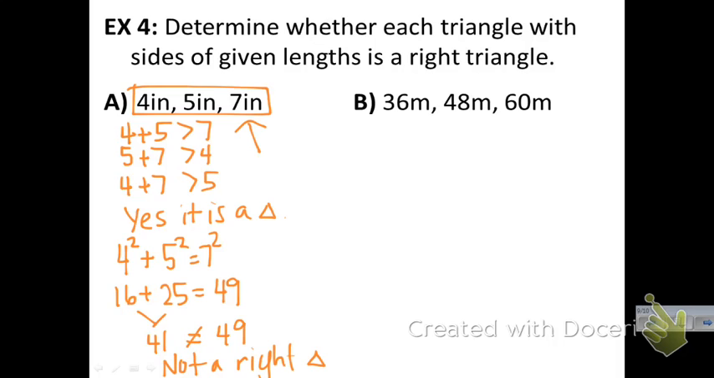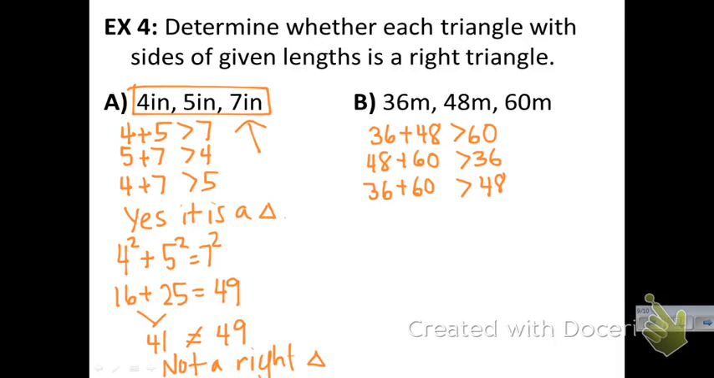Okay, again, we want to make sure that we actually have side lengths that can form a triangle. So we take 36 plus 48, and that is greater than 60. We take 48 plus 60, is that bigger than 36? Yeah, that's pretty obvious. And then we need to take 36 and 60, is that bigger than 48? Yes. So yes, it's a triangle.